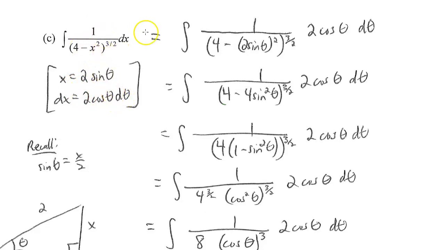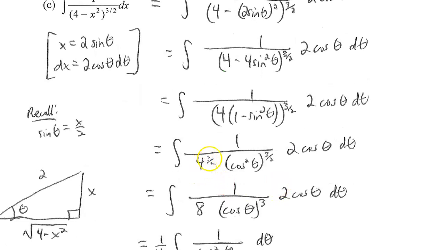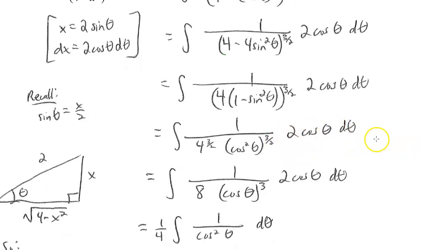Okay, so let's plug things in. If we plug in the dx as 2 cosine theta d theta, and the x as 2 sine theta, this is what we get. Now 2 sine theta squared is the same thing as 4 sine squared theta. Both of these terms have a 4 in them, so we can factor it out. We write it as 4 times 1 minus sine squared theta, and that's all to the 3/2 power. Now remember, 1 minus sine squared is cosine squared. And so we can write this as 4 to the 3/2 times cosine squared to the 3/2. That's what we've written here. And we still have this 2 cosine theta d theta out there.